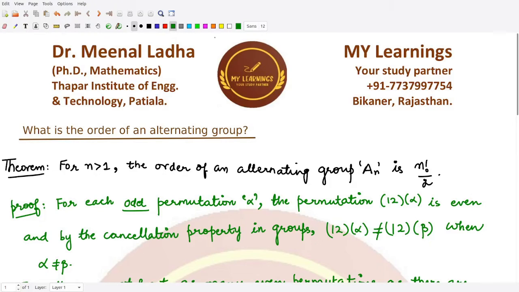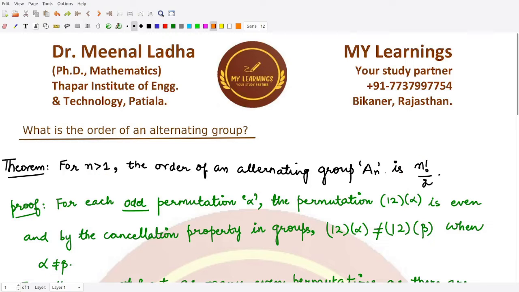In this video, we'll be looking at a result which states the order of an alternating group. The order of an alternating group An, where n is greater than 1, is given by n factorial by 2. We saw one example where this was justified, right? Now we will prove this result in general for all alternating groups.